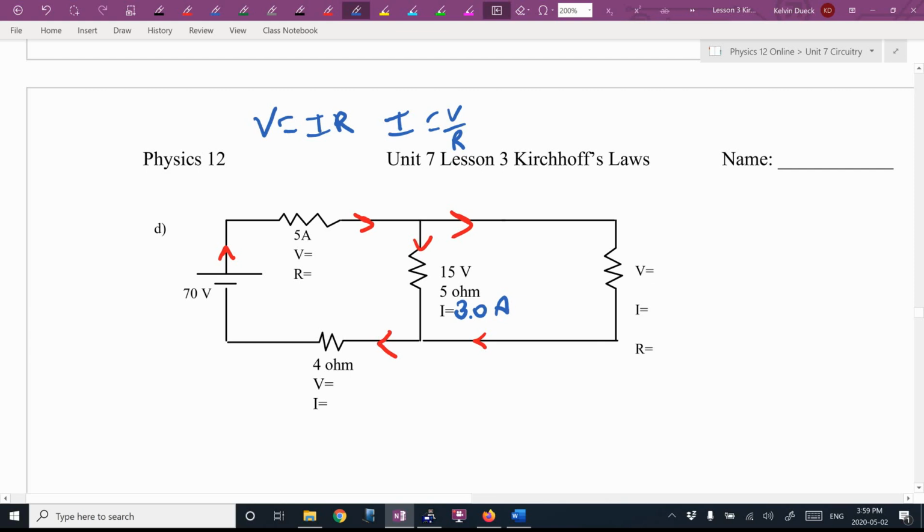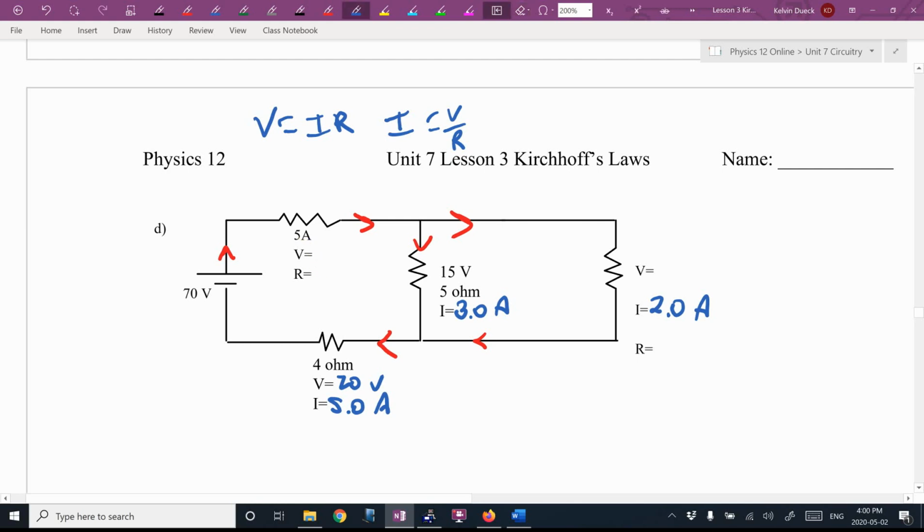Ooh, and just like that, since I know 5 amps was flowing in and 3 amps went this way, that must mean that there are 2.0 amps over here. Ooh, and they recombine, so that must mean there are 5.0 amps here. Knock, knock. I know two things. V equals I times R, so this must be 20 volts.